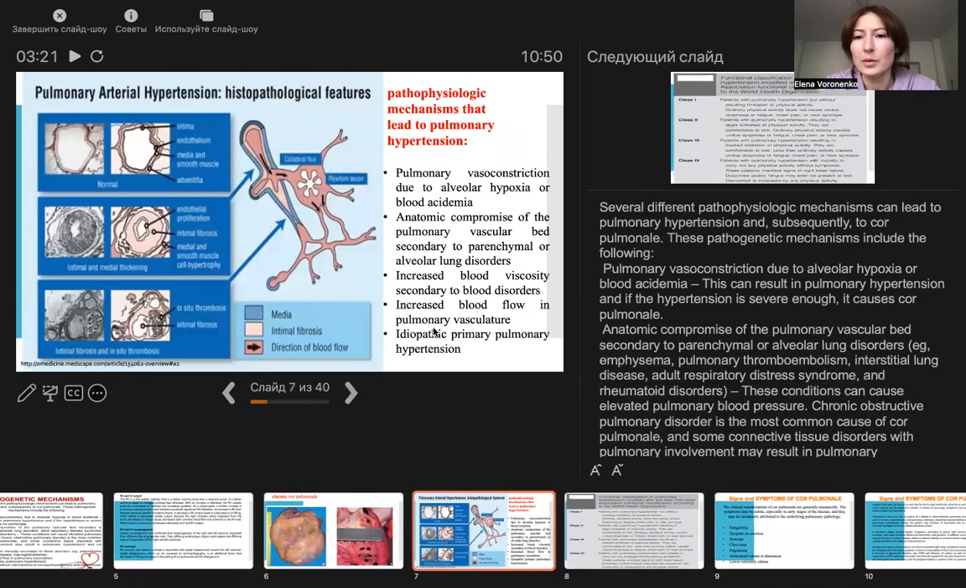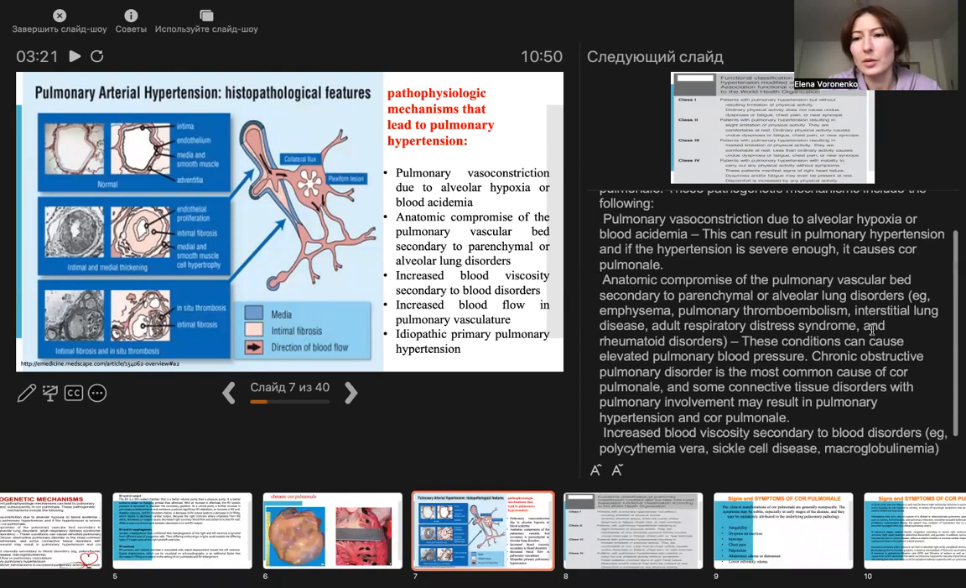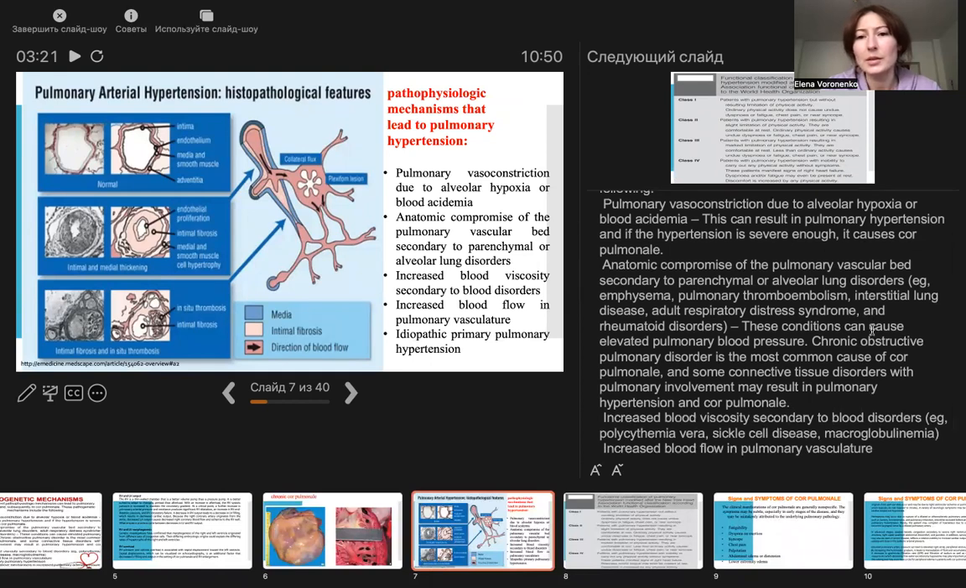Several different pathophysiologic mechanisms can lead to pulmonary hypertension and subsequently to cor pulmonale. These pathogenic mechanisms include the following: pulmonary vasoconstriction due to alveolar hypoxia or blood acidemia. This can result in pulmonary hypertension, and if the hypertension is severe enough, it causes cor pulmonale.